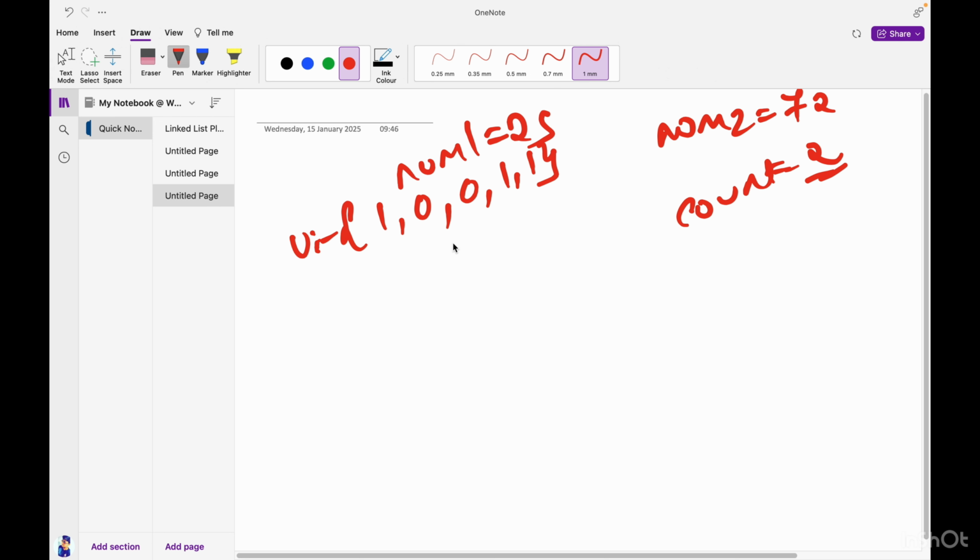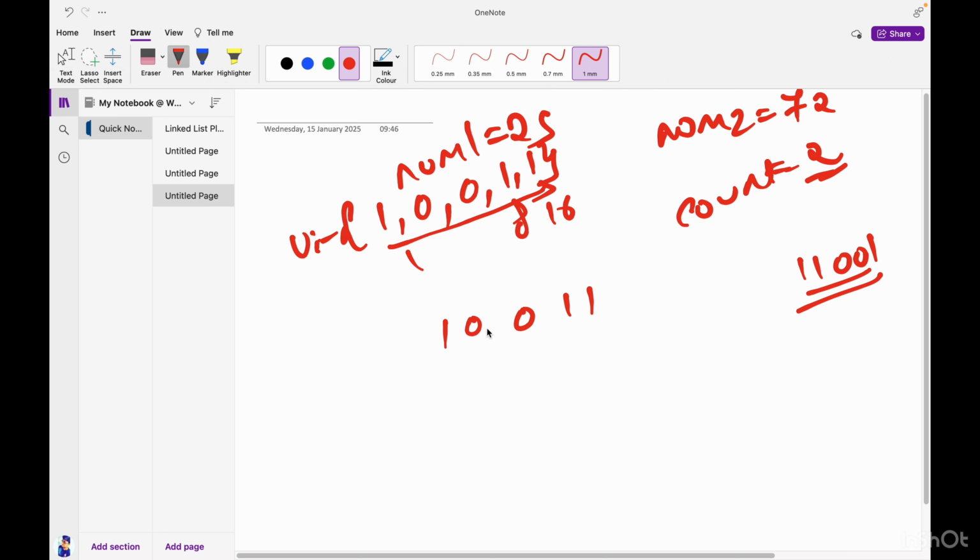Okay, now we will check it. It means the number is 1 1 0 0 1. This is actually the number, not this. This is the reverse form. This is 16, this is 8, and this is 1. 16 plus 8 is 24, plus 1 is 25. My number is correct. So the vector is 1 0 0 1 1. This is our vector. Now we will make another vector.